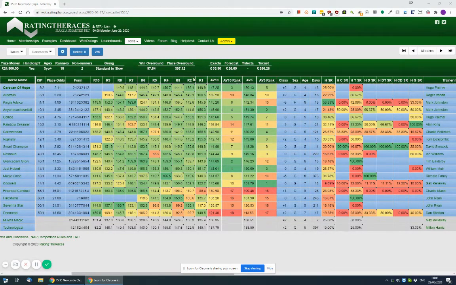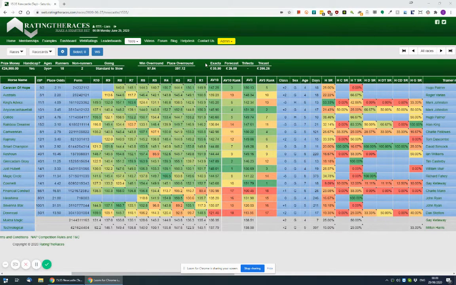In this video we're going to look at the R figures, the AV10, AV10 Rank, AV3 and AV3 Rank to get an understanding of what each of these columns mean. So we'll start with the R figures. These R figures are the Rating the Races calculated scores for each of those horses on their last 10 runs, with the R figure, the R1 figure, being the most recent run for each horse. So as you can see, last time out, Caravan of Hope achieved a score of 149.9.